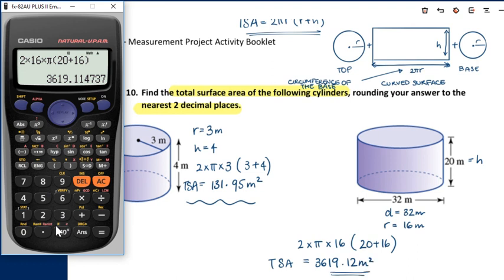So this is basically a quick shortcut way to find the total surface area of a cylinder. If you have more time, I'd encourage you to actually find the area of each surface separately and then add them all together and check to see whether or not it matches what we found using the total surface area equation.